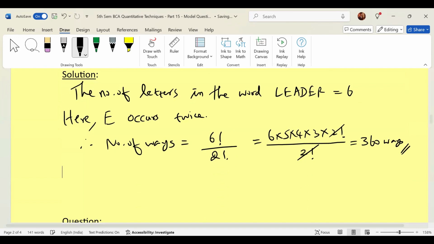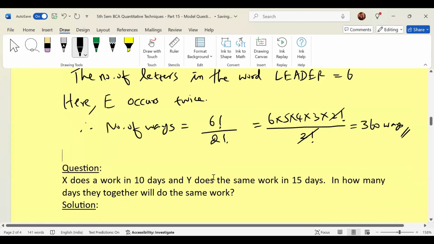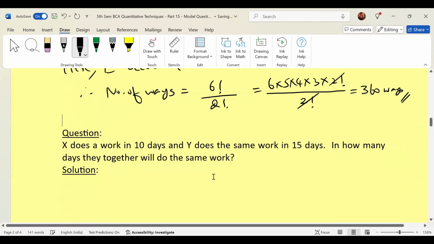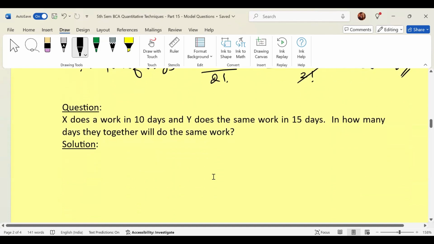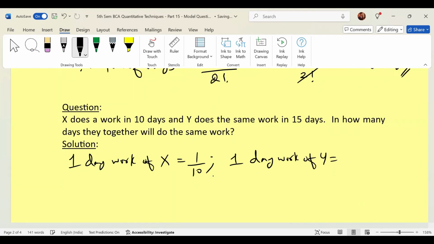Let us move on to the next question. X does a work in 10 days and Y does the same work in 15 days. In how many days they together will do the same work? So they gave X does a work in 10 days, which means 1 day work of X will be 1 by 10. Similarly, 1 day work of Y will be, they gave us 15 days. That means 1 day work will be 1 by 15.